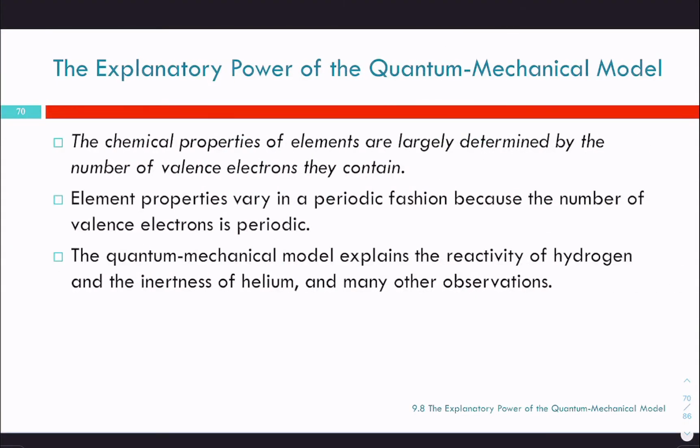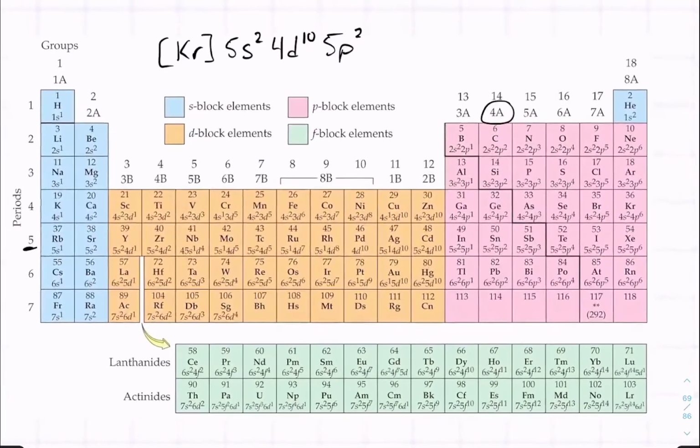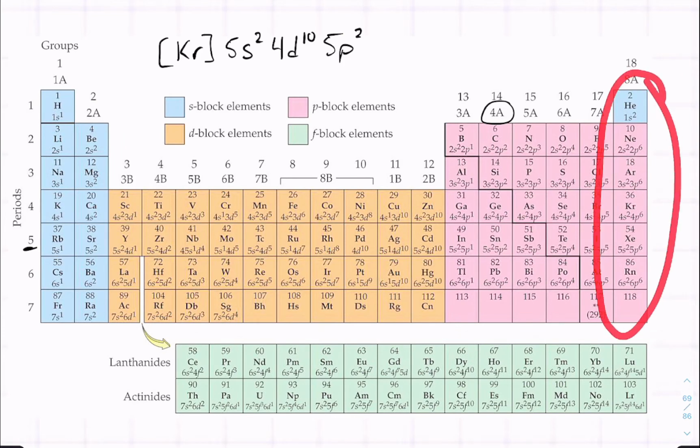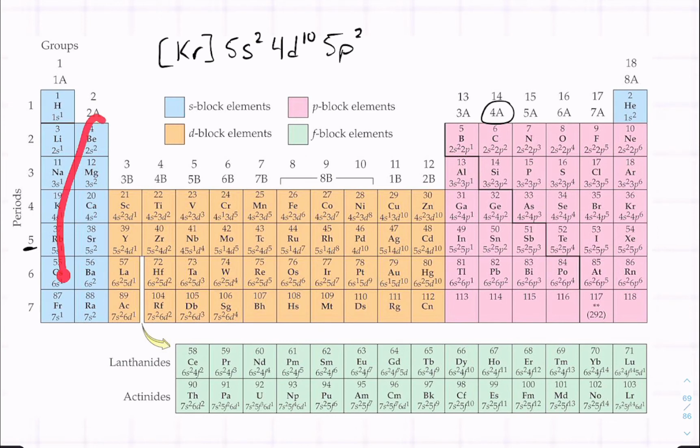All right. So as I mentioned before, the chemical properties of elements are largely determined by the number of valence electrons they contain. So element properties vary in a periodic fashion because the number of valence electrons is periodic. I mentioned this a few times, but on the periodic table, if you look at a column, they all have similar properties. That's because they have the same number of valence electrons. So the noble gases are all inert, they don't react with anything, because they have 8 valence electrons, which is a magic number for elements, we'll find. All of these are reactive, the alkali metals, because they have 1 electron in their valence. They have 1 valence electron. These are reactive, but a little less reactive, because they have 2 electrons each in their valence shell.